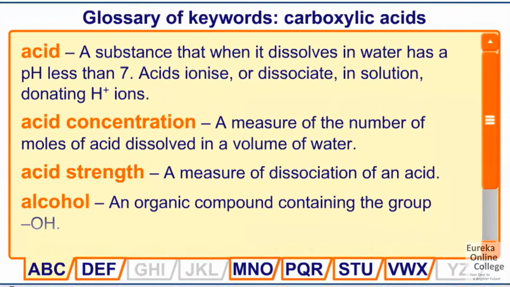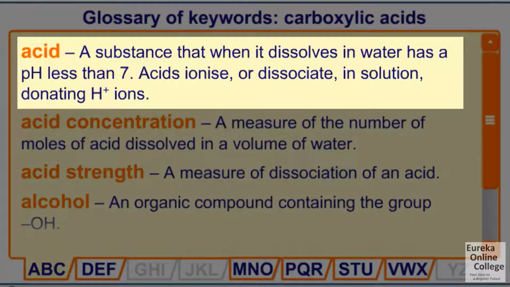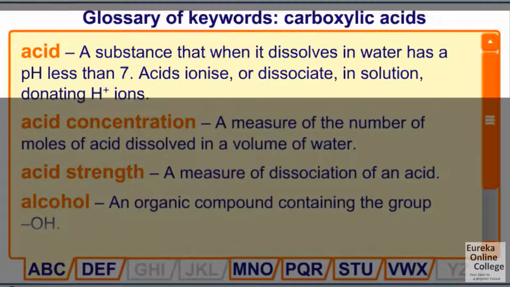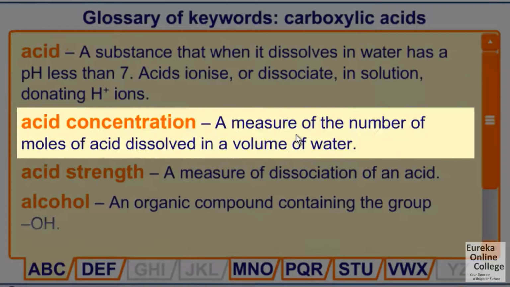Okay, let's look at this glossary of key terms to do with carboxylic acids. So, an acid is a substance that when dissolved in water has a pH less than 7, and acids will ionise or dissociate in solution, donating H plus ions into that solution. So, the acid concentration is a measure of the number of moles of acid dissolved in a volume of water. So, moles per decimeter cubed, usually we use the decimeter as our standard volume.